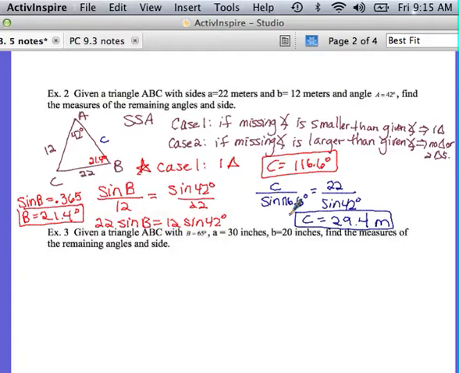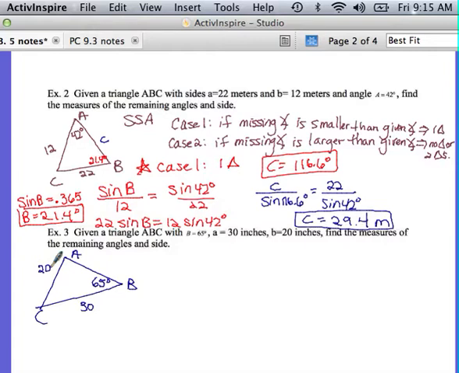All right, now let's go ahead and look at example 3. It says you're given a triangle ABC. Angle B is 65 degrees. Side A is 30 inches. Side B is 20 inches. So draw a diagram of the situation that you have.